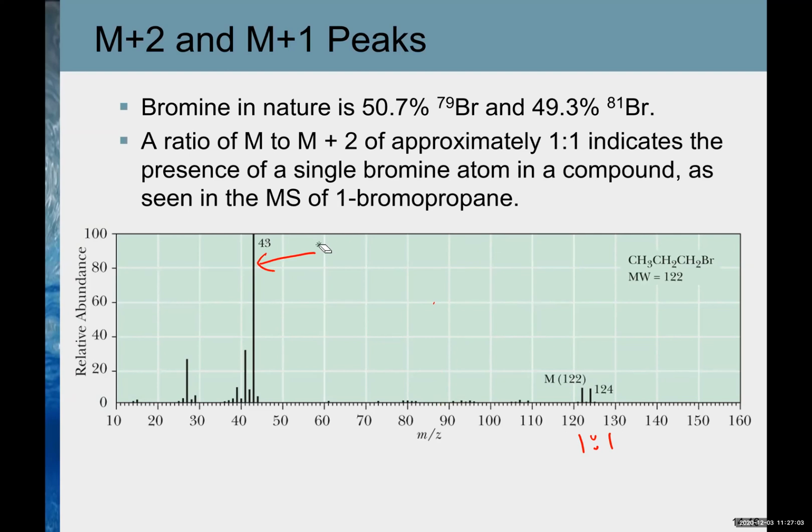Any questions so far about the M plus 1 or M plus 2 peaks? So we'll be given these mass spec charts without the compound, correct? Yes. Okay. We'll go over some sample problems at the end of the chapter. You'll have some idea what kind of problems to expect.